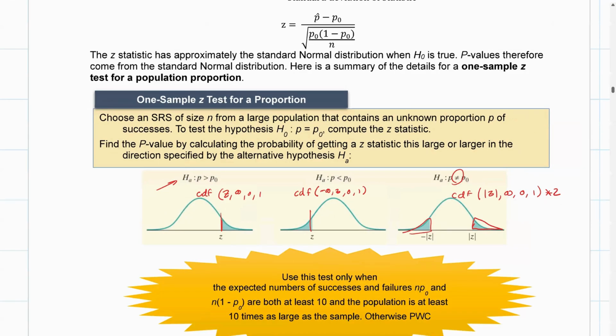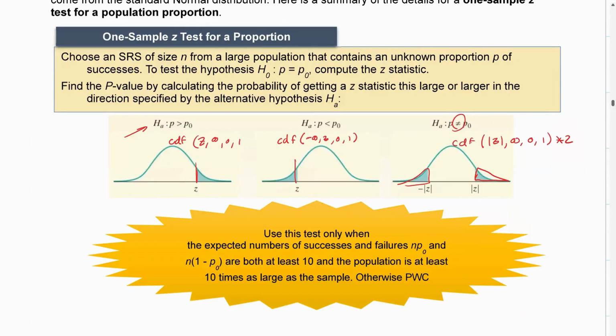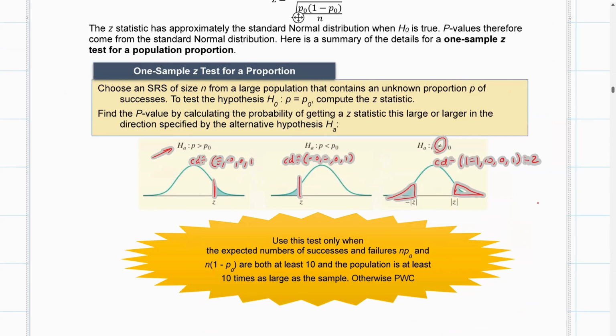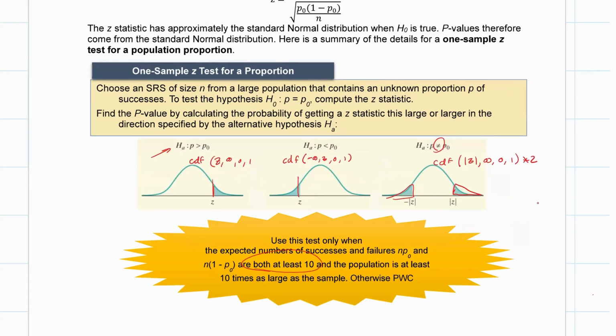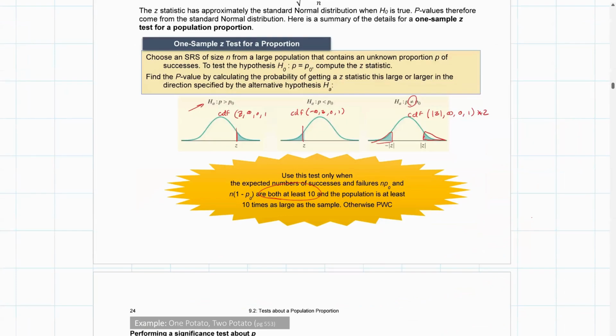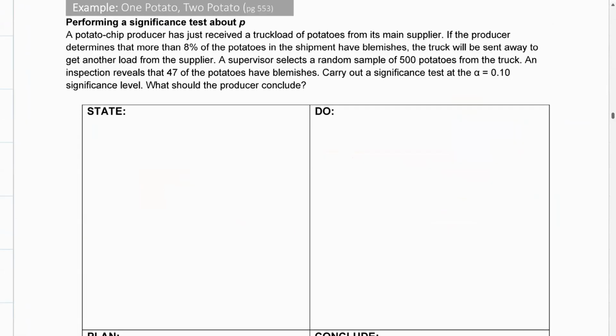Right? Remember, these are only valid calculations if we know the distribution is normal, and we only know that if we check to make sure that the number of successes and the expected number of failures are at least both 10. And that we meet the independence condition, which is that the population is at least 10 times as large as the sample if we're sampling without replacement, or that every event is independent within itself. Let's look at this four-step process in an example problem.